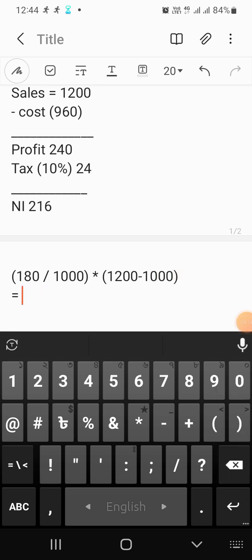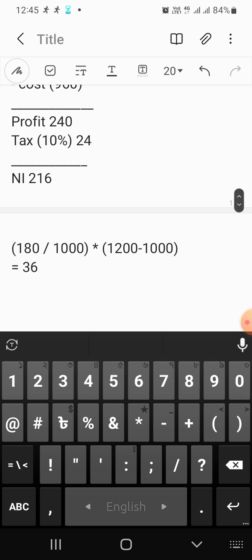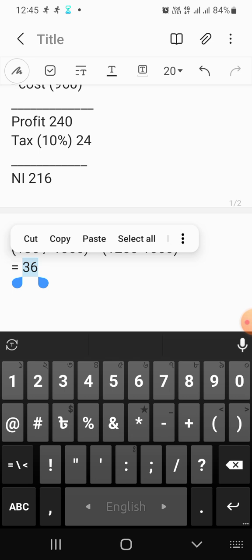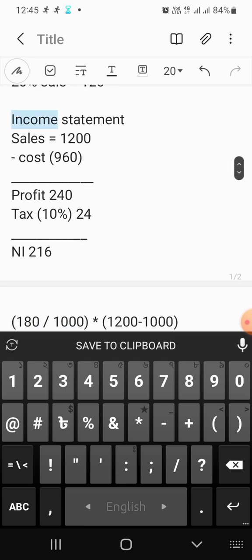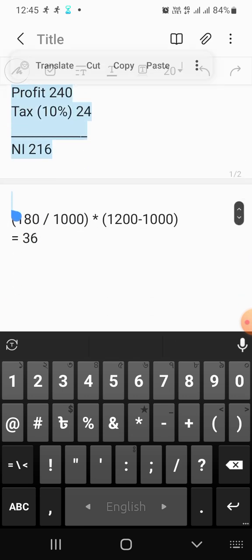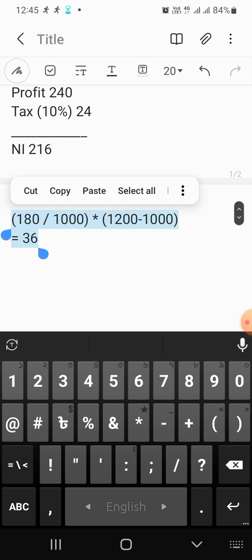That means we will get the change in net income: 216 minus 180, that is 36. That means the previous year my net income was 180, and in this year my net income is 216. That means the change in net income is 36. We can do it by calculating a new income statement, or we can do it by just a formula.